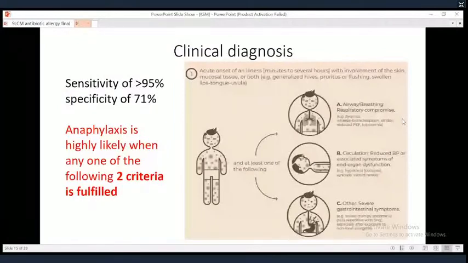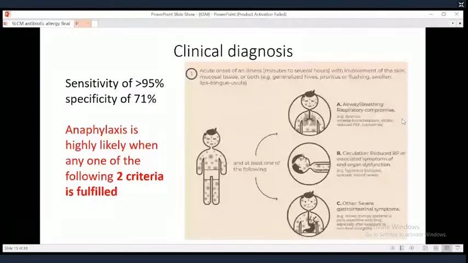So the clinical diagnostic criteria have changed a little over the years. Now there are only 2 clinical criteria. The first one is acute onset of an illness, minutes to several hours, with involvement of skin, mucosal tissue or both, and at least one of the following: airway, breathing, respiratory compromise. So the patient should have dyspnea, wheeze, bronchospasm, stridor, reduced peak expiratory flow, hypoxemia. The second is circulation compromise, reduction in blood pressure or associated symptoms of end-organ dysfunction such as incontinence.